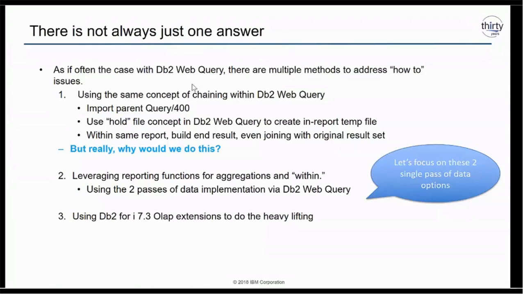So the three that are indicated here, the first one is to essentially do the same process within web query that you might do with the chained query, where I create a temp table, get a result set, and then create a second query that actually creates the as a percentage of calculation and then joins to the temp work set. So there is a concept in Db2 Web Query that allows you to do that. It's called a hold file, and it works fairly similarly, and it works within the report execution process.